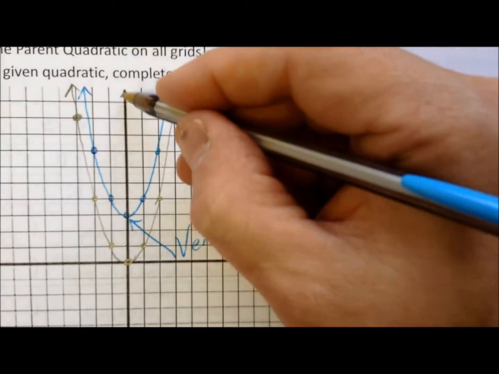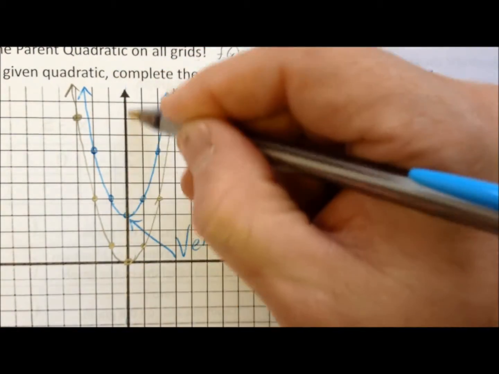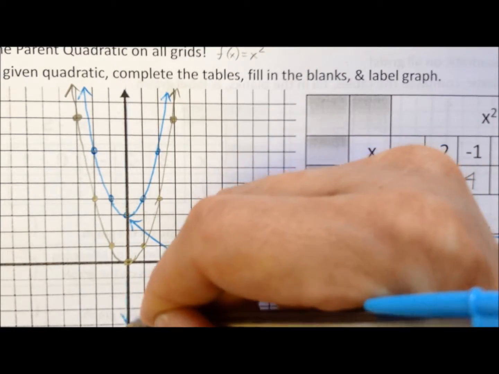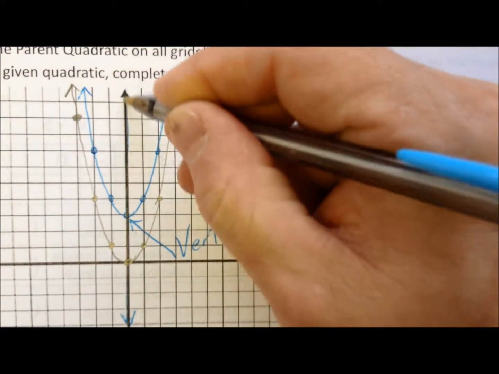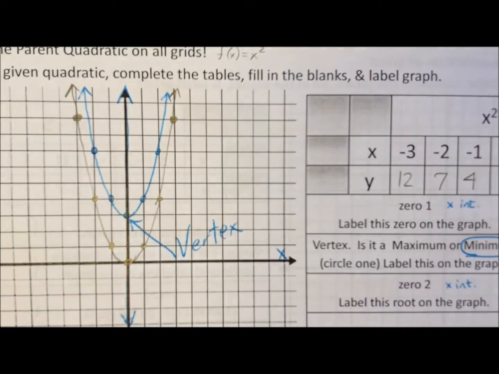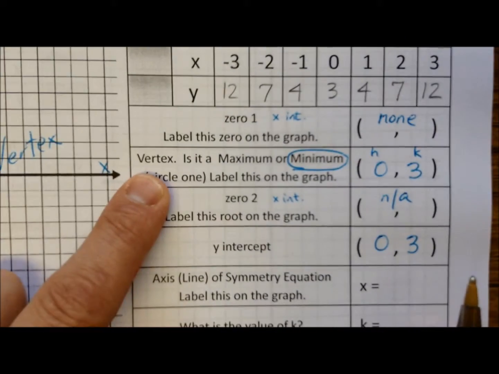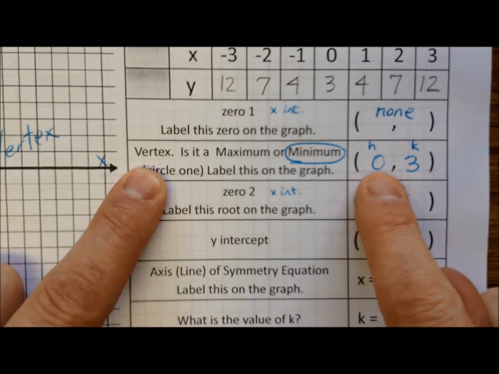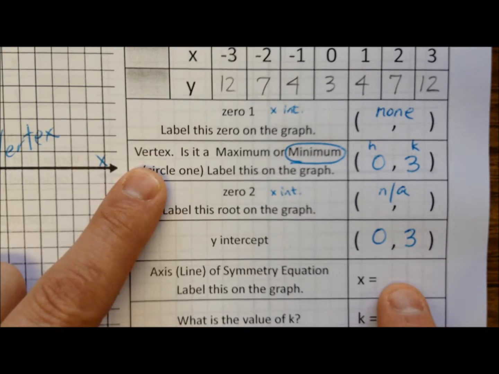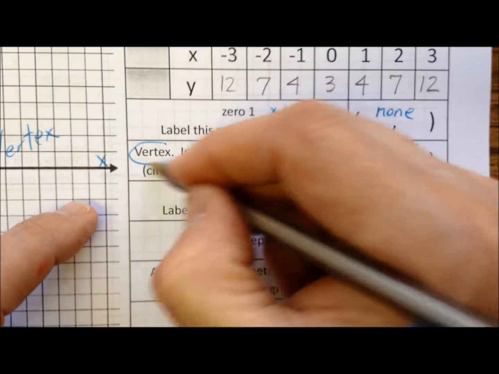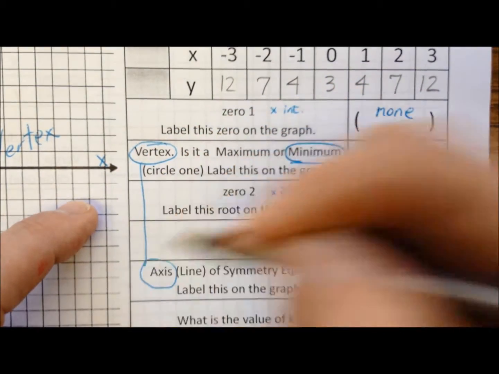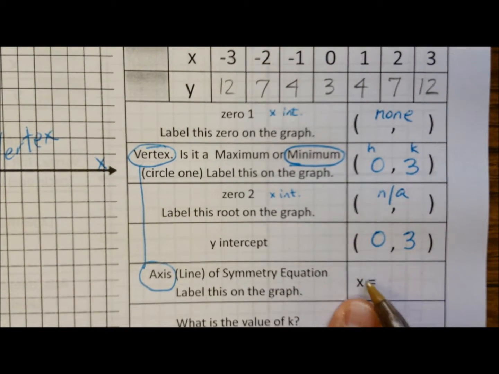We can come over here and we can slice this thing in half along this vertical line. If you remember your algebra, a vertical line is x equals. So if you look at your vertex, your x-coordinate is 0. So when you come down here, remember these are tied together. Your vertex and your axis of symmetry are tied together. X equals what? X equals 0 is going to be your line of symmetry.